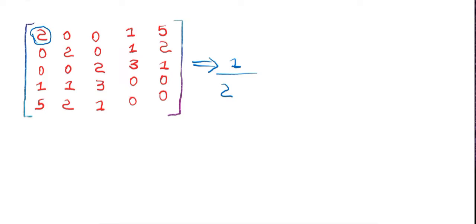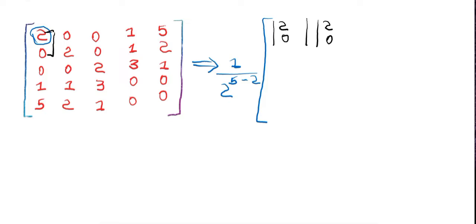So as it is 2, we will write this as 1 upon 2 raised to 5 minus 2. Here this 5 is for 5 cross 5 matrix and 2 is a constant. Then we will create 2 cross 2 determinants. For that, we'll use the elements of the first row and second row. So write it like this and make 4 determinants.